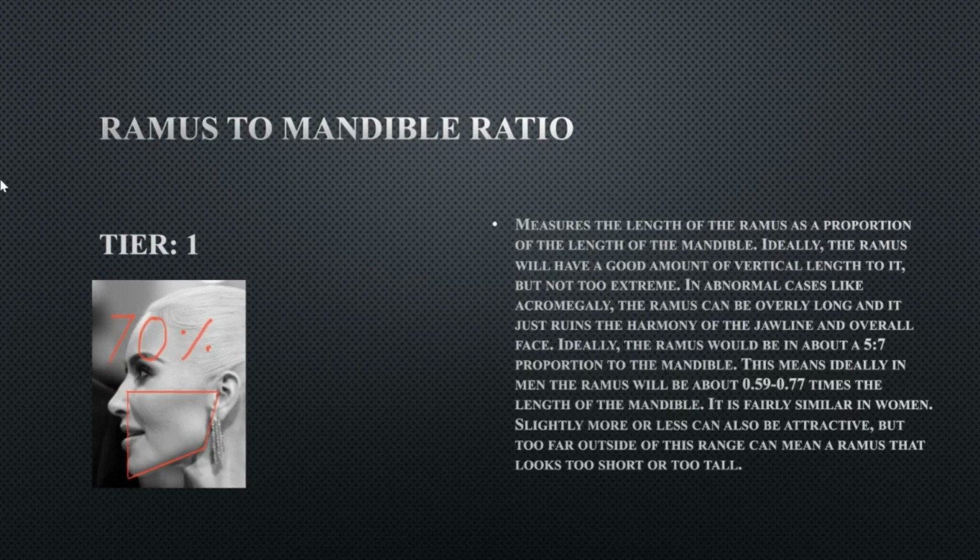Her ramus to mandible ratio, so you do want your ramus to not be too long or too short. If it's too long, I think it's called, I can't remember the name, macromegaly or something like that. Her ramus is at the upper echelon at 70%, but still is not too long. So it's within the middle of the distribution, and this is perfect. So she does have a very adequate ramus for her mandible, and she does have a lot of jaw body, as you can see right here.